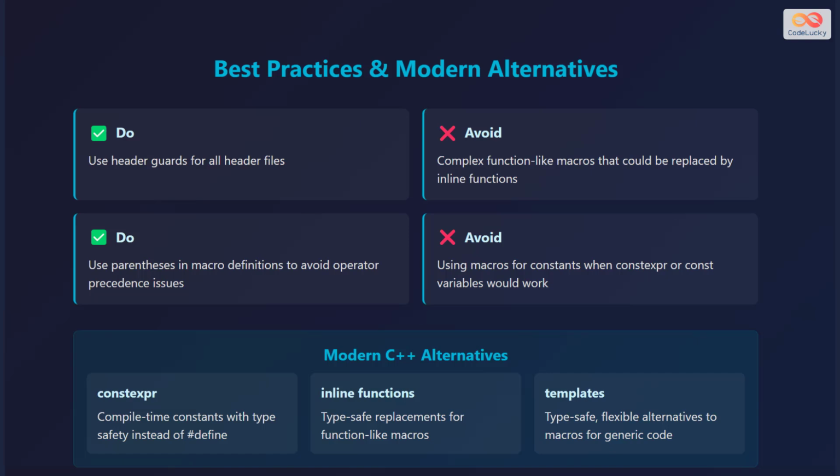In modern C++, there are often better alternatives to macros. Constexpr provides compile-time constants with type safety instead of #define. Inline functions offer type-safe replacements for function-like macros. Templates are a type-safe and flexible alternative to macros for generic code.